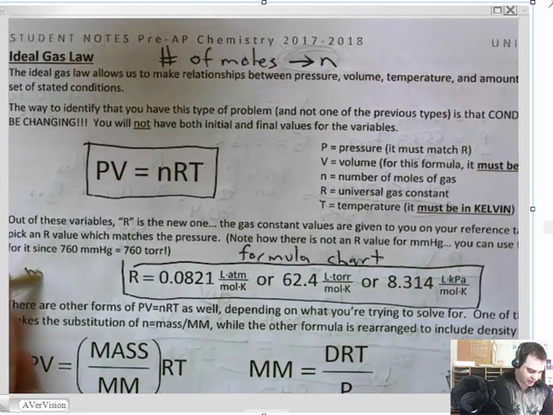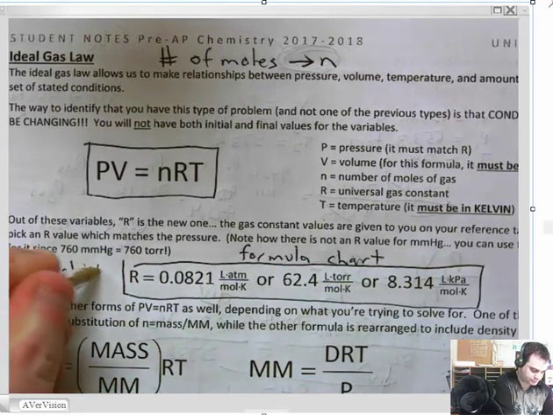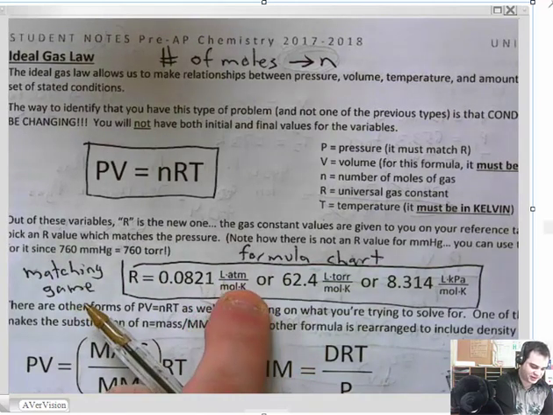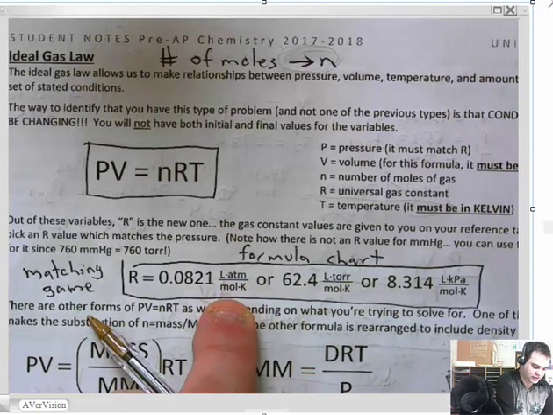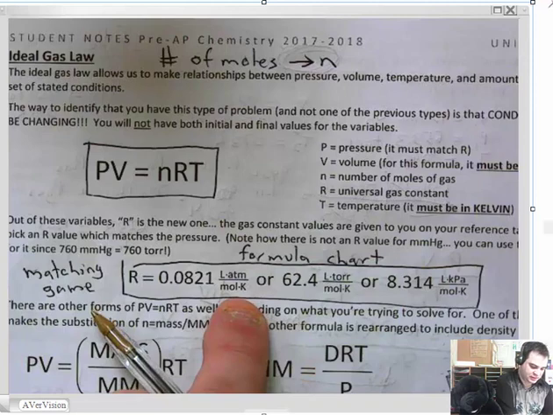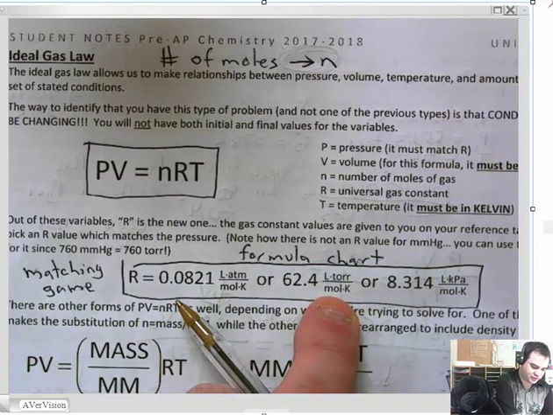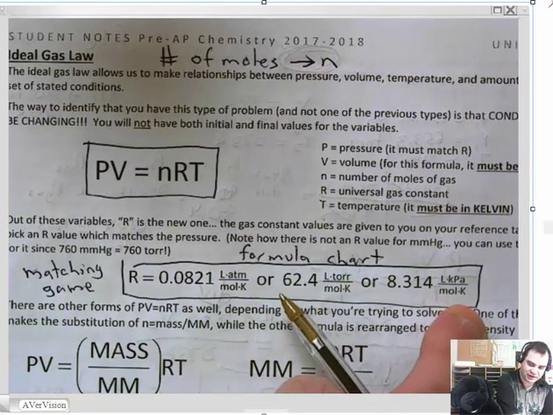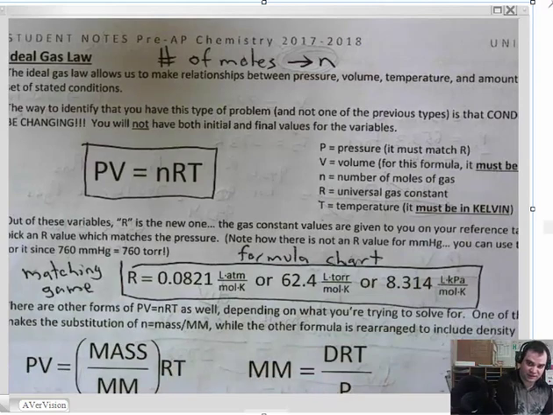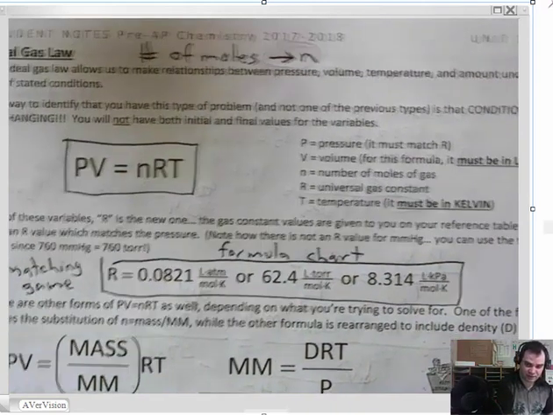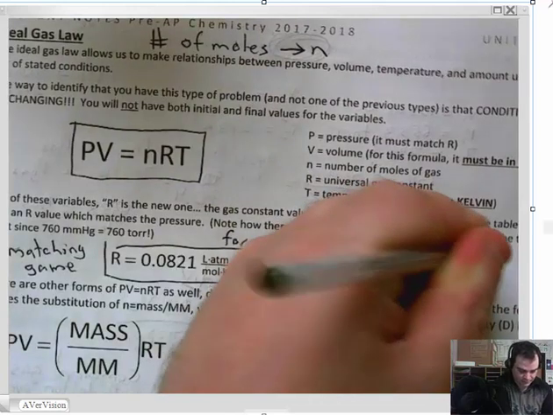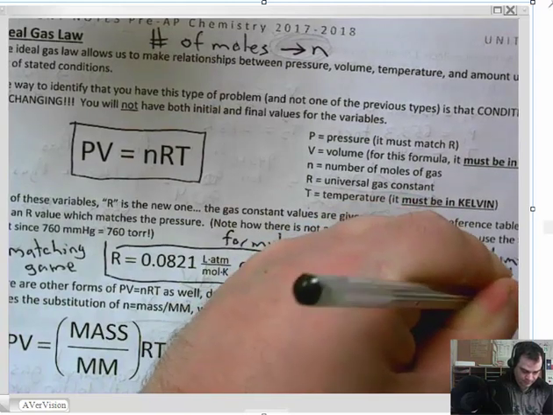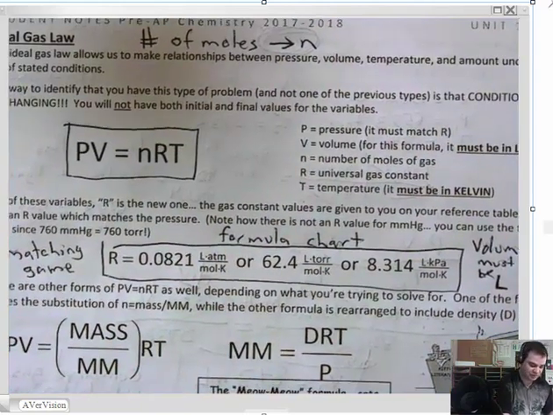We have to play the matching game. We have to make sure our volume is in liters, our pressure is in atmospheres, N is moles, and T is Kelvin. Or you can use torr if the pressure is in torr and the volume is in liters, or the kPa one. You have to match your units to what the P, V, n, and T are. Remember, volume must be liters for this equation. Must be liters.